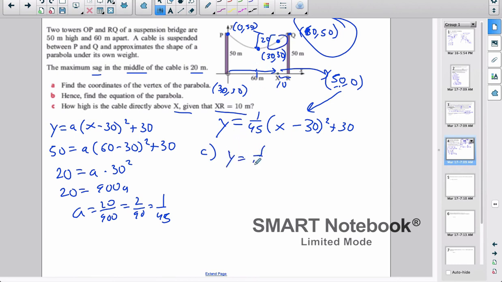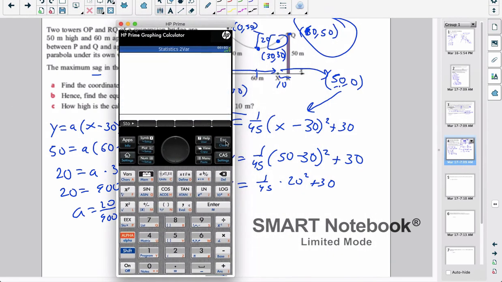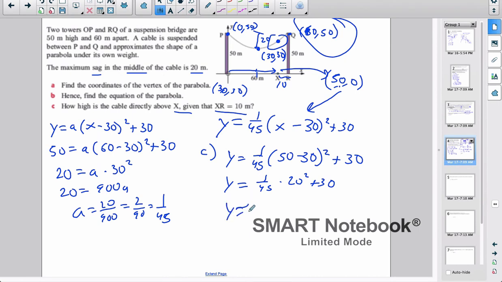Okay, so y equals 1 over 45 times (50 minus 30) squared plus 30. So we have y equals 1 over 45 times 20 squared plus 30. So let's do that on the calculator. We have 1 divided by 45 times 20 squared plus 30 equals about 38.9. Okay, so y equals about 38.9.